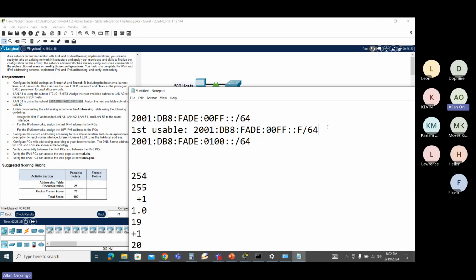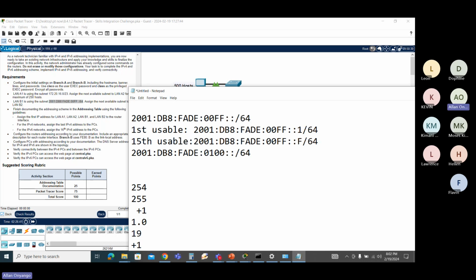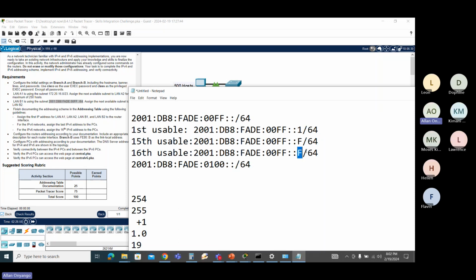So let me just do this. Let me put one here. And I put here the 15th usable for the sake of your learning. And put that here and I put F there. We agreed, this is the 15th, isn't it? Yes. Now let me put the 16th usable address. So for the 16th usable address, we just need to add one after F, isn't it?